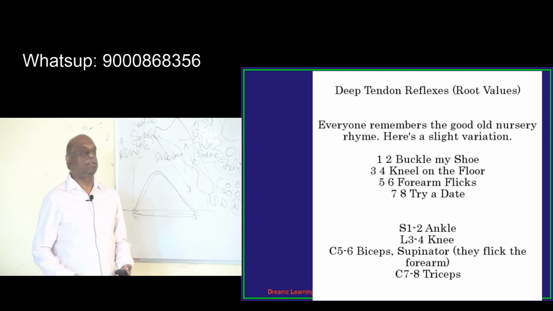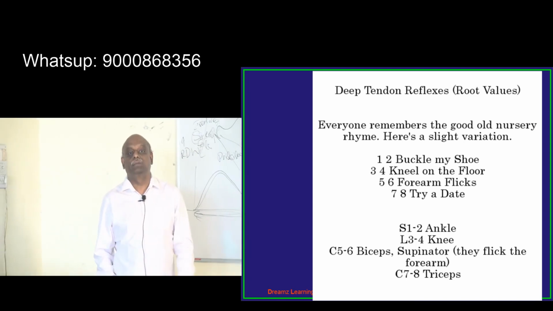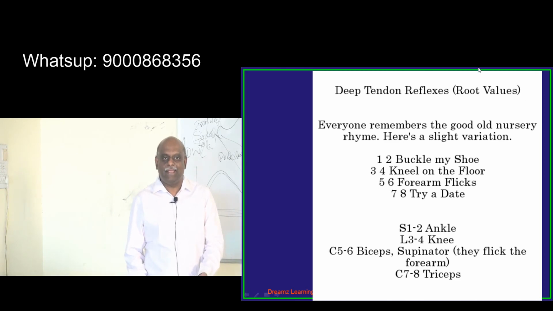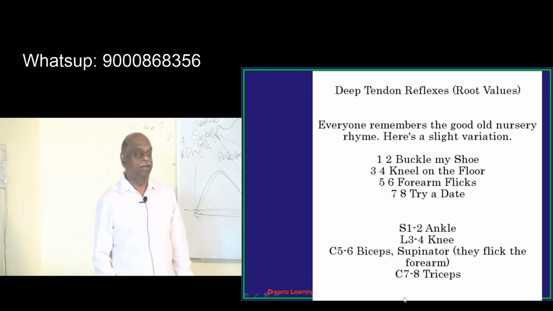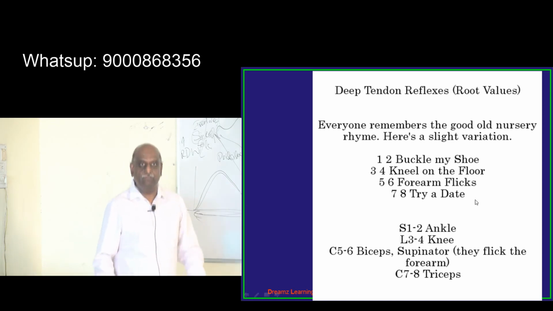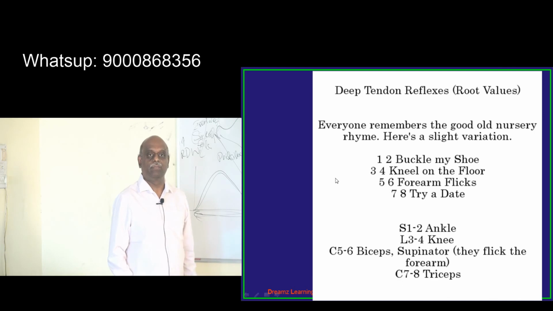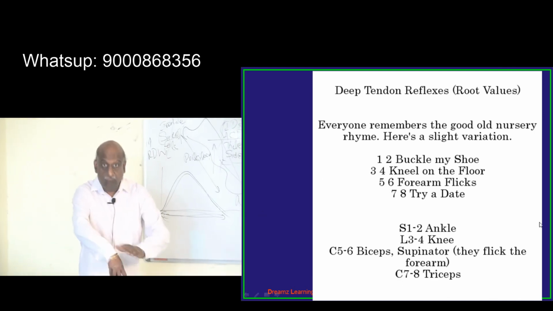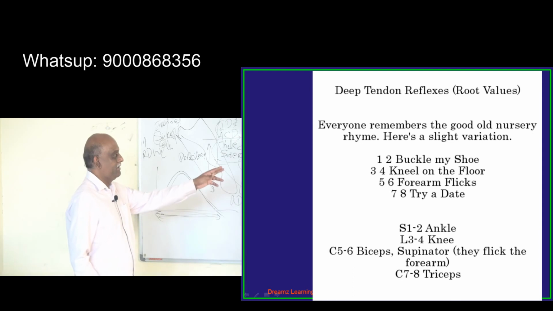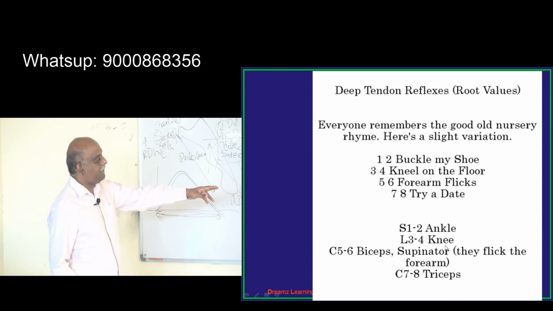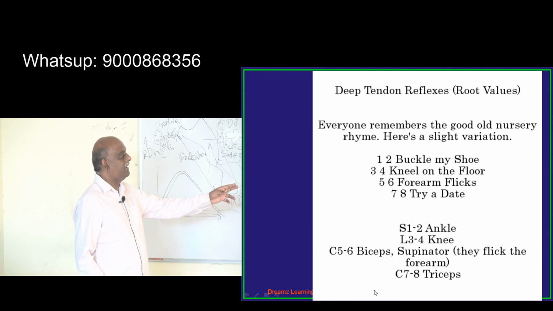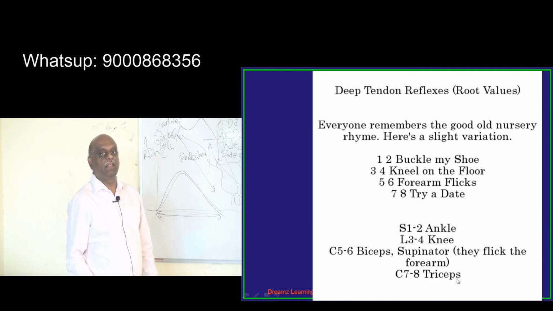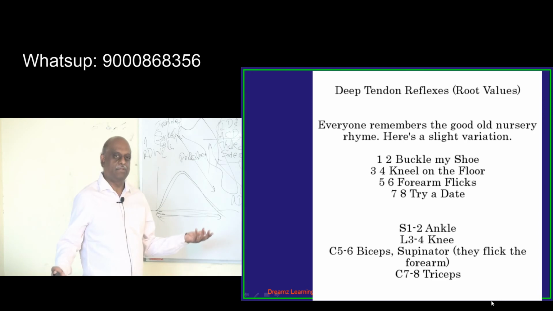Another method is: 1, 2, buckle my shoe. What is involved in buckling the shoe? Ankle. S1, 2. 3, 4, kneel on the floor. Knee joint reflexes L3, L4. 5, 6, forearm flicks. C5, 6 is biceps and even supinator. 7, 8, try a date. C7, 8 is triceps. Try a date. Some stupid way of remembering.